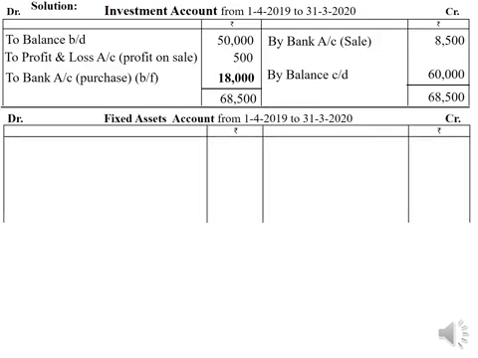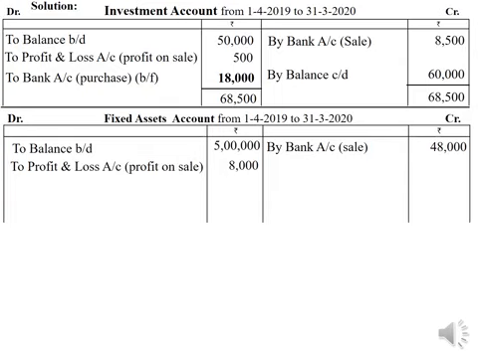Next one is fixed assets account. Opening balance, to balance brought down rupees 5 lakhs. Again in the problem, fixed assets worth rupees 40,000 were sold for 48,000 is given. Therefore, record that sale value by bank account sale rupees 48,000. And 40,000 worth of fixed assets were sold for 48,000. 8,000 difference has to be treated as profit and transferred to profit and loss account. To profit and loss account, 8,000.